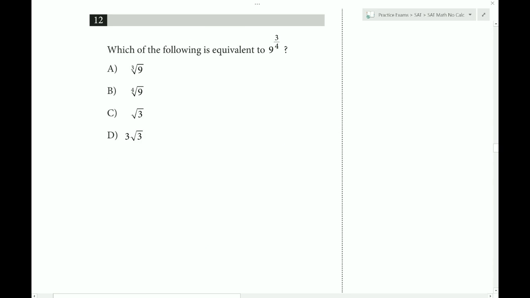Which of the following is equivalent to this? So we know it's power over root. We know we have a fourth root, and we have 9 to the third power. Okay, so that's not a choice. But we know already we can eliminate this because this is supposed to have a third power on the 9. Similarly, we're not taking a cubed root of 9.